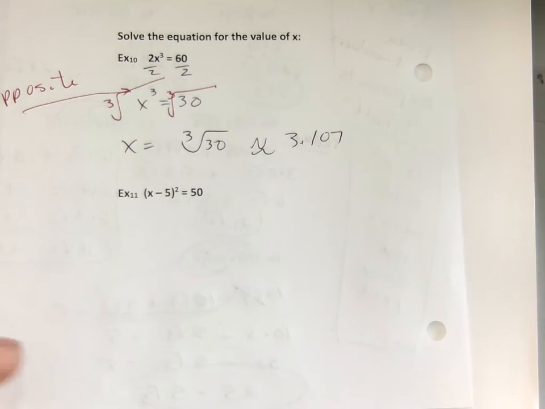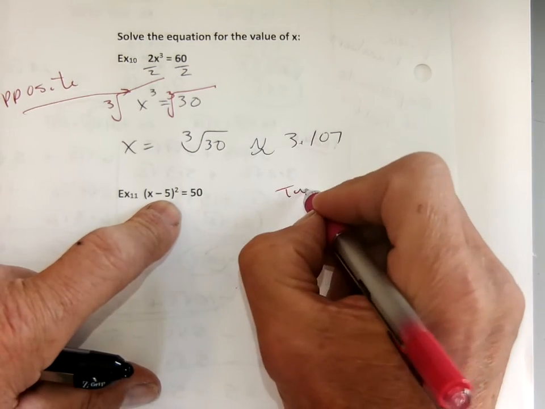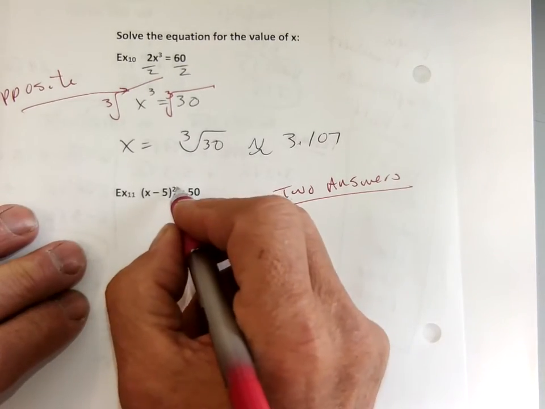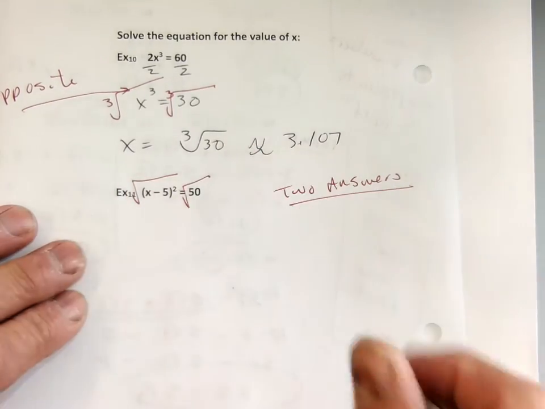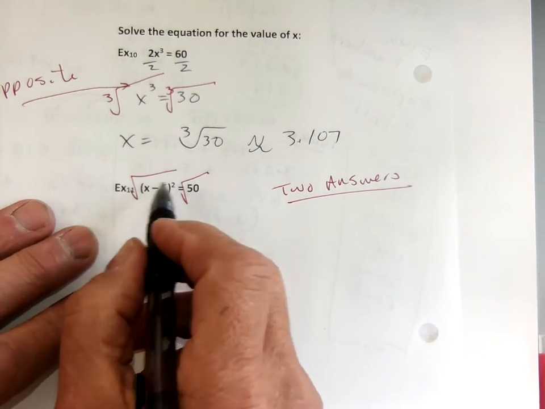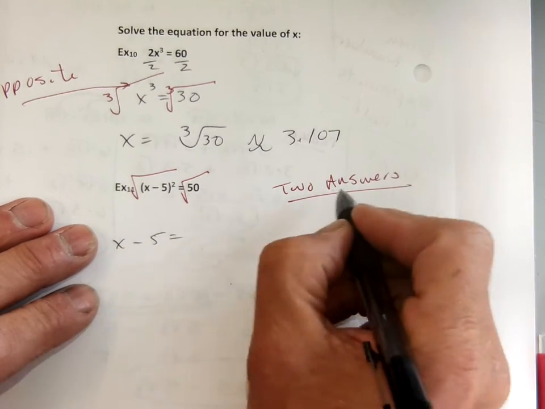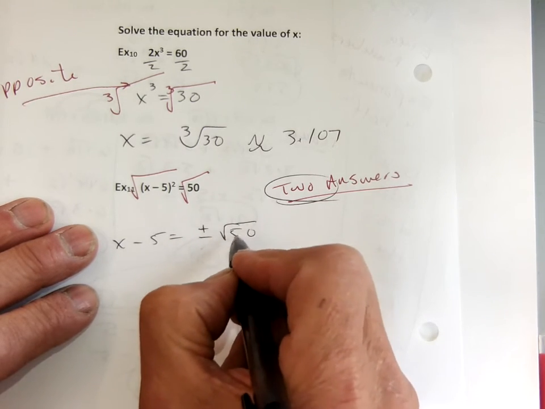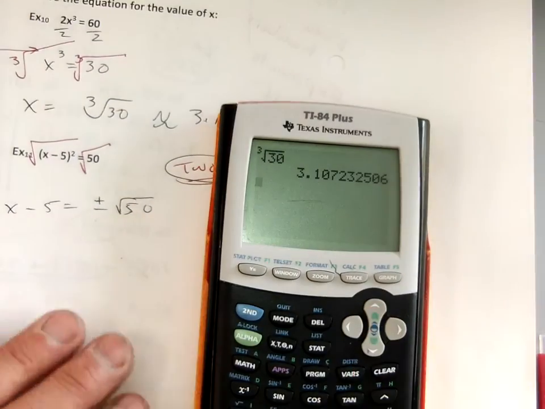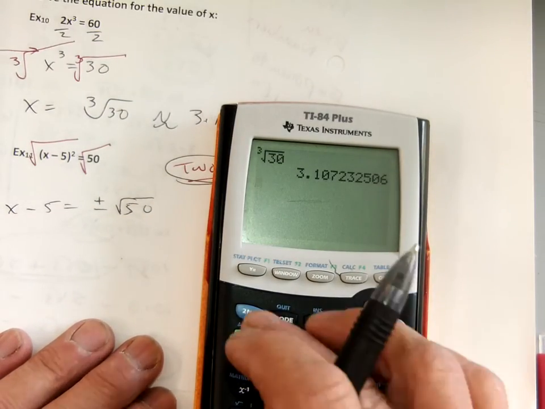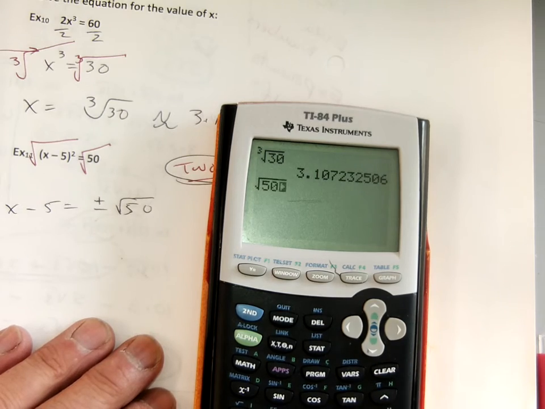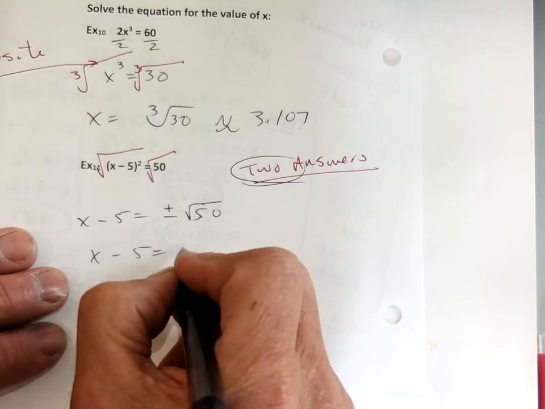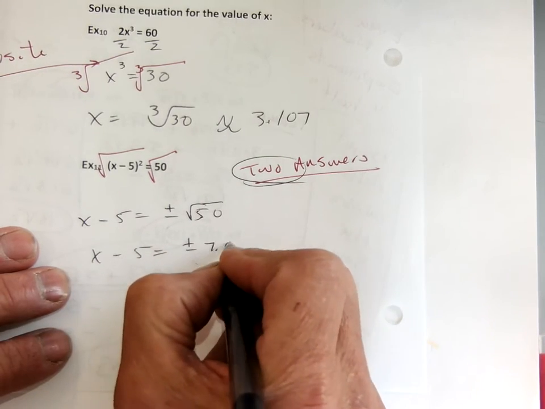Almost done. Got to solve for x. There will be 2 answers. I know that because of what we learned last chapter. So first, let's get rid of the square, which is just the square root. The opposite of square is square root, so I get x minus 5 equals plus or minus the square root of 50. What's the square root of 50? I don't know. The square root of 50 is about 7.07. So we get x minus 5 equals plus or minus 7.07.